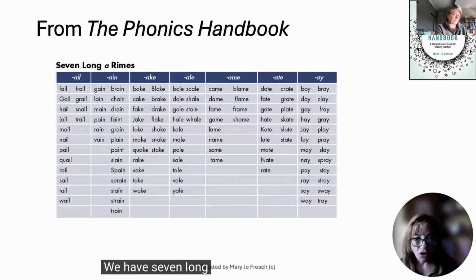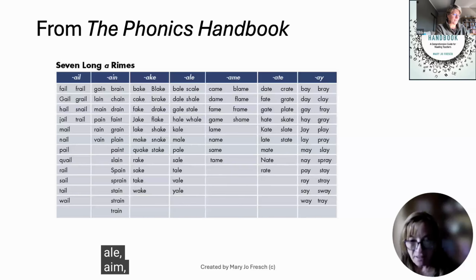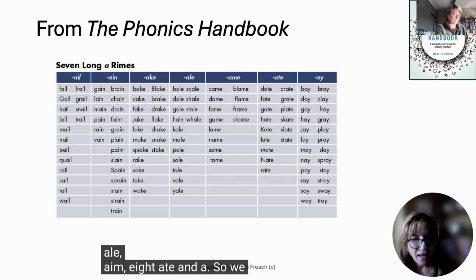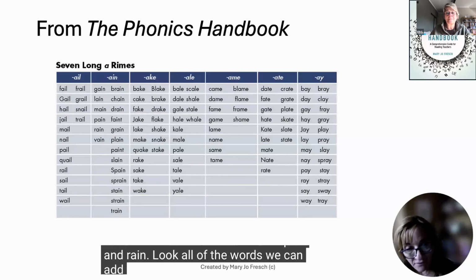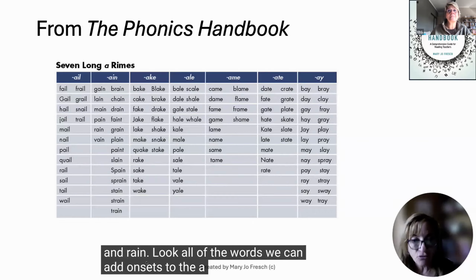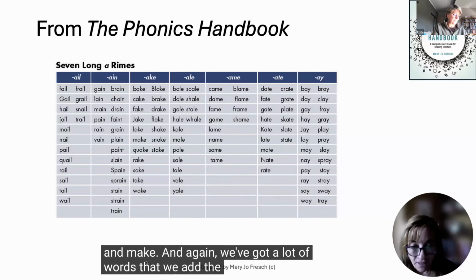We have 7 long A rhymes, ale, ain, ake, ail, aim, ate, and ay. So we have hail and nail, but we add those onsets, frail and trail. Ain, we have main and pain and rain. Look, all of the words we can add onsets to the ain rhyme. Ake, bake, and make. And again, we've got a lot of words that we add the onset to.